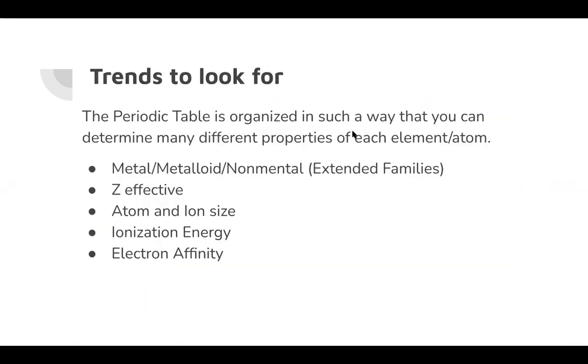So to begin, we're going to look for trends with metals, metalloids, and nonmetals, which are the extended family. The Z effective charge, the atom and ion size, and how that changes across the table, ionization energy, what that is, what it means, and so on, and then electron affinity.